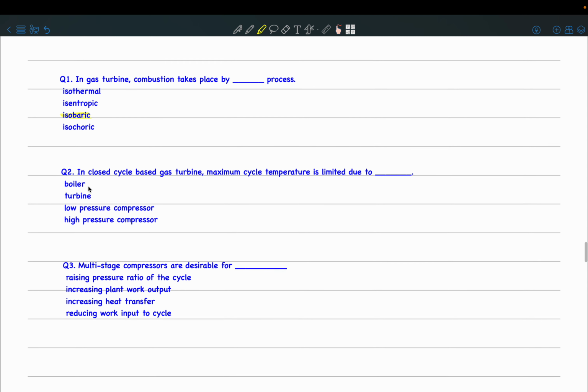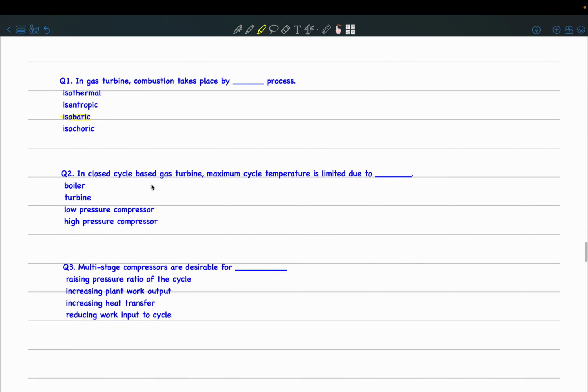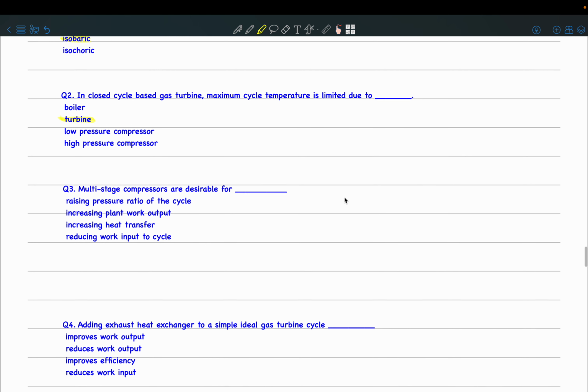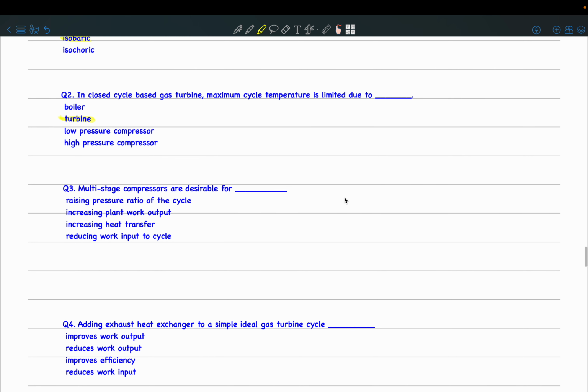Okay. Then question 2, in closed cycle based gas turbine, the maximum cycle temperature is limited due to what? Is it the combustion chamber, that is boiler, or is it the turbine or the compressor? Turbine. Okay, why the turbine? What in the turbine? Right, right. The material can, exactly. So it is a material constraint. It is not a design constraint. That is something worth remembering.